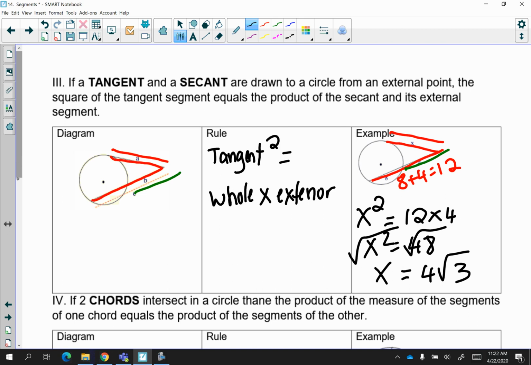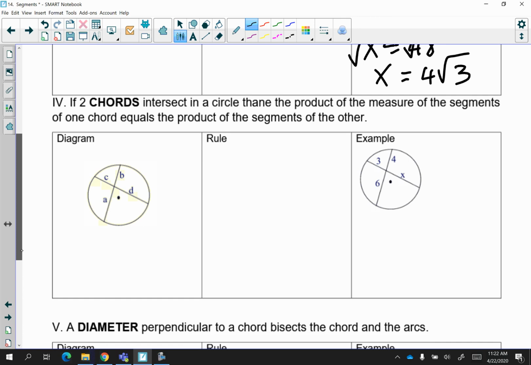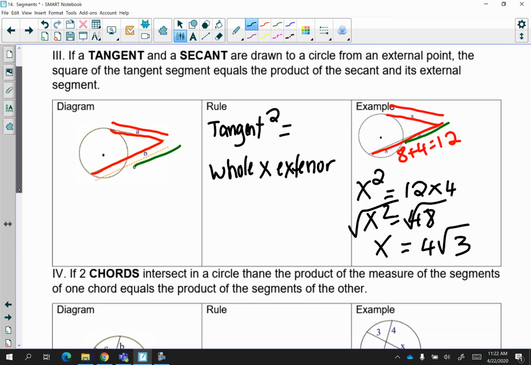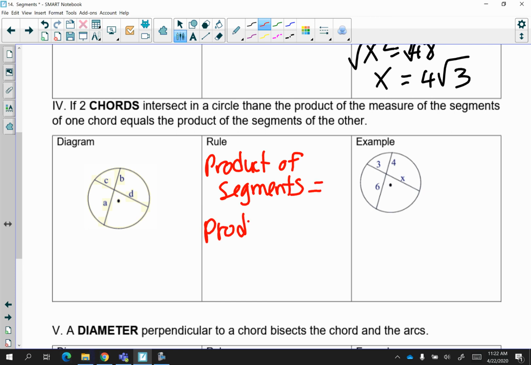Let's take a look at the next rule. If two chords intersect in a circle, then the product of the measures of the segments of one chord equals the product of the segments of the other. Let's write our rule down, and then I'll explain. Product of segments equals product of segments.